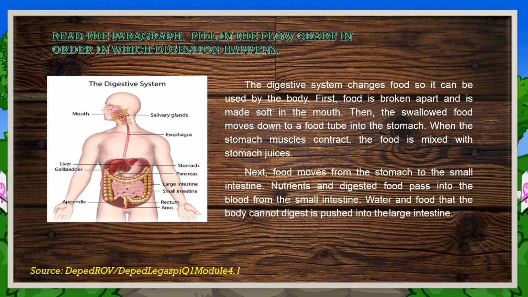Next, food moves from the stomach to the small intestine. Nutrients and digested food pass into the blood from the small intestine. Water and food that the body cannot digest is pushed into the large intestines.